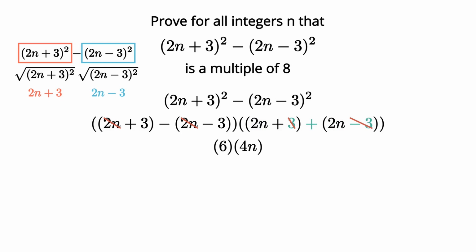Now I know if I did 6 times 4n, that'll give us 24n, right? Now, is 24n a multiple of 8? Well, I know it is because one way to get 24n is to do 8 times 3 times n. And as you see, 8 is in the mix, which shows that this expression is a multiple of 8.